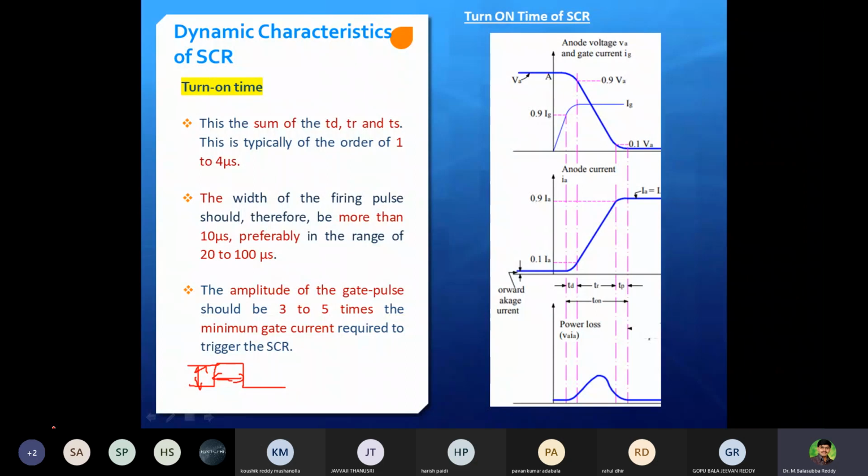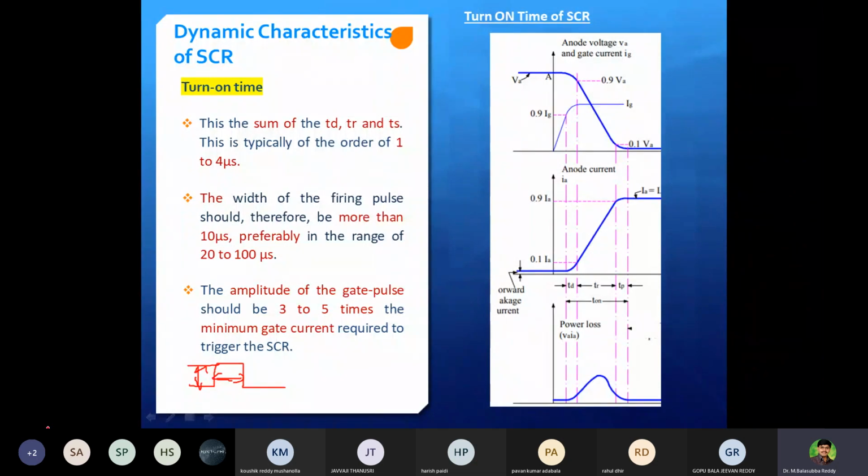The IG minimum and IG maximum are specified. Because when you are giving the current, protection is also required for the gate. Or if you give continuous current also, there is a power dissipation in the gate circuit that will affect the efficiency of the device. So that will reduce the efficiency.